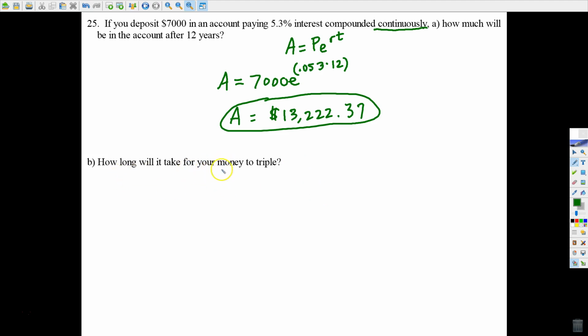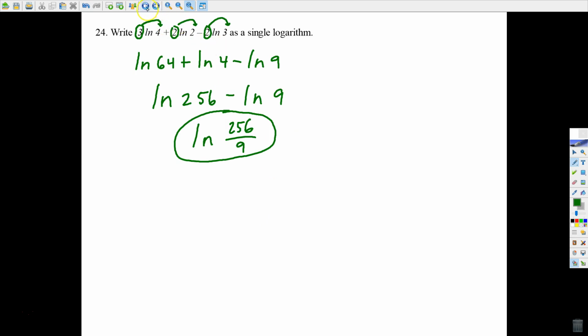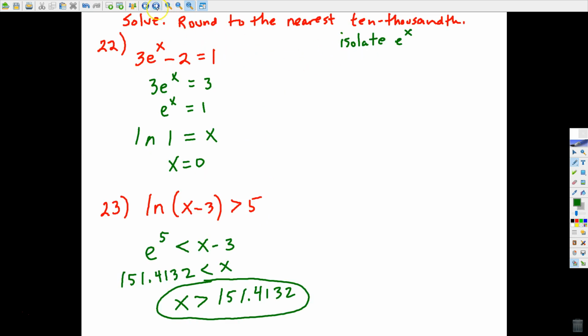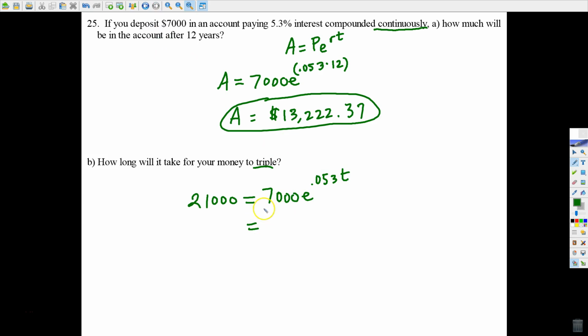Now 25B is a little different. How long would it take? In other words, what would T be, how many years, to take 7,000 and make it become 21,000? All right, so A is 21,000, P is still 7,000. The rate is the same. We're trying to find T. So again, just like we did on the previous problem where we're trying to isolate e to the power, we're doing that same thing here. So divide by 7,000.